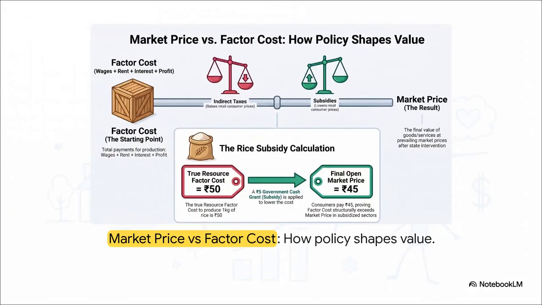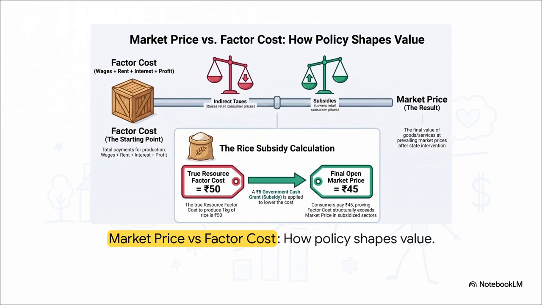Then we have our third lens, which is essentially a tug-of-war between government policy and business reality. We're comparing market price to factor cost. When you buy something, you pay the market price, right? And that price includes indirect taxes that the government places on the consumer. But the businesses actually making the goods, they care about the factor cost. That's the actual sum total of payments made for wages, rent, interest, and profits just to make the item exist in the first place.